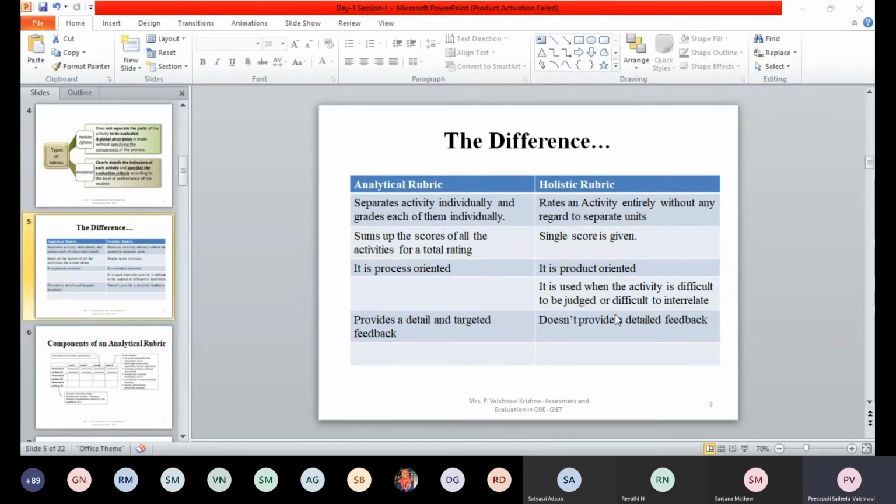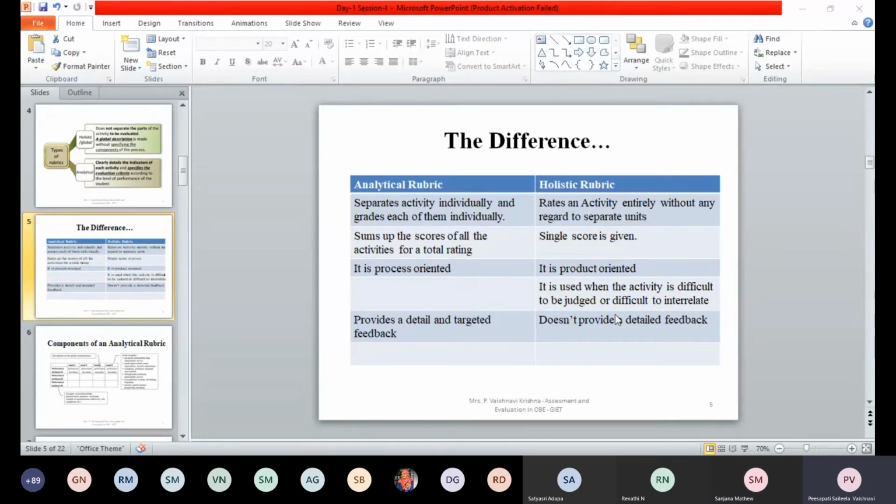By the end of the session, I expect someone to give an example for a holistic rubric. Okay, now I'll explain everything, and finally I expect you to give this. And then analytical rubric, what does it do?